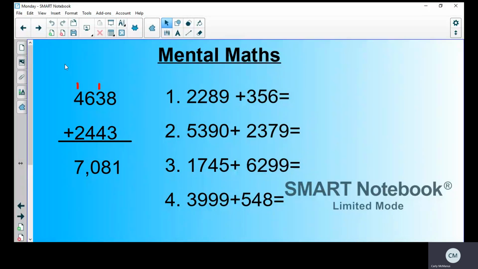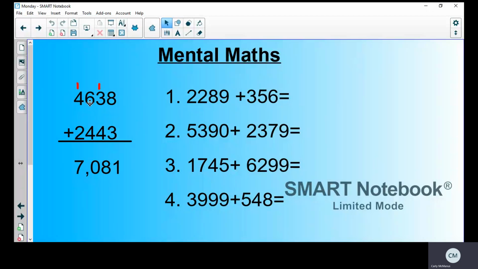So I've just done an example for you here, setting it out in the column method. And obviously 8 plus 3 is 11. So I've put 1 in the ones column and carried the tens into the tens column. Then I've added up my tens. 4 tens and 3 tens is 7 tens, plus 1 ten is 8 tens. I don't need to rename because it's not over 10.